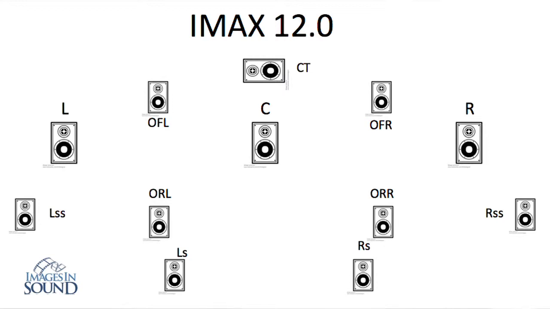4 screen speakers, left, center, right, and center top. There's 2 speakers on each side wall, left side, right side. 2 speakers in the rear of the theater, rear left, rear right. And 4 ceiling speakers, front, left and right ceiling, and rear left and right ceiling. There is no discrete LFE track in this format. The LFE is derived from all speakers in the system.